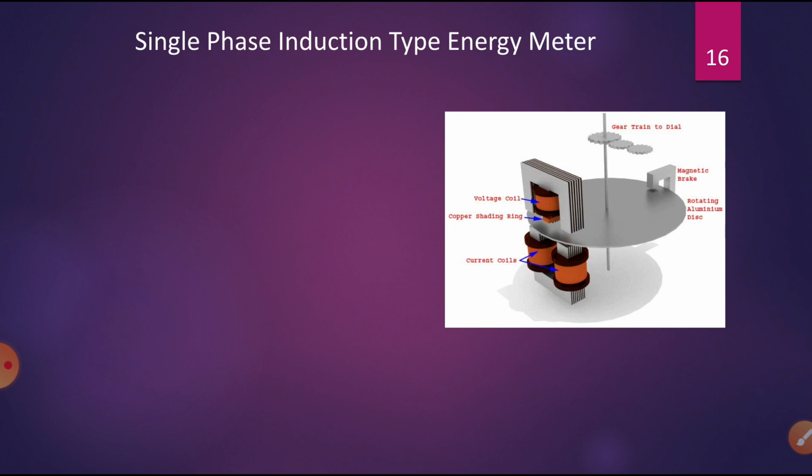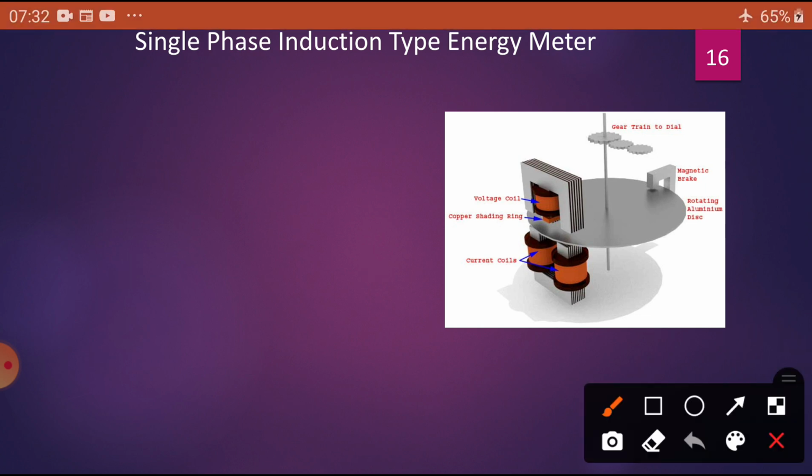Coming to the other system, the moving system. It consists of an aluminum disc. So what is moving here? In an energy meter, only this aluminum disc will move. Everything else is stationary. The flux is produced, but we cannot see it. The only physical movement in an energy meter is the aluminum disc. Aluminum is a conductor.